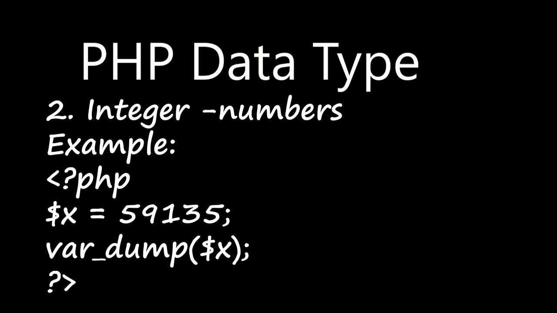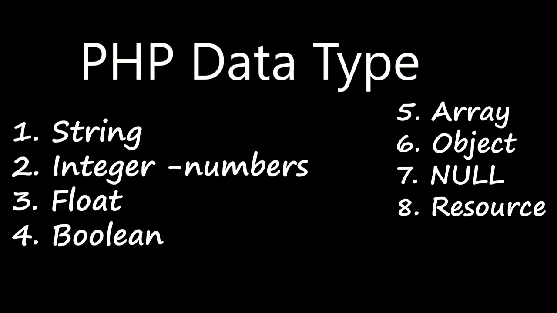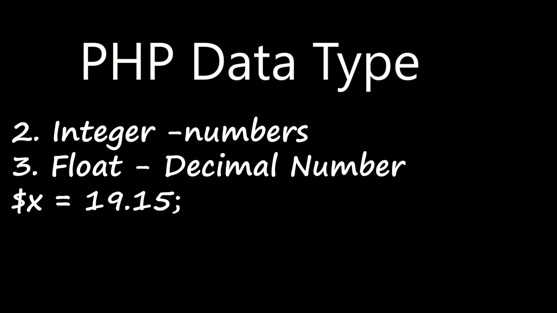Okay, next one is float. Float is a data type which has decimal numbers. Decimal numbers means they will have a point, right? 5.1 is a decimal number. If you give the data type as integer, it will consider only the part before the decimal point. So only 5 it will take.